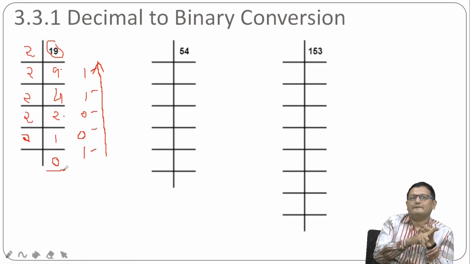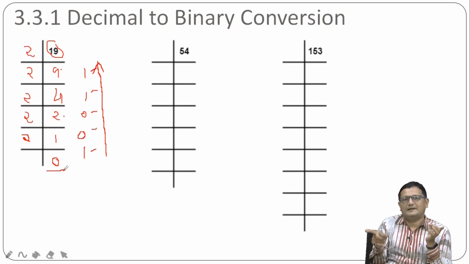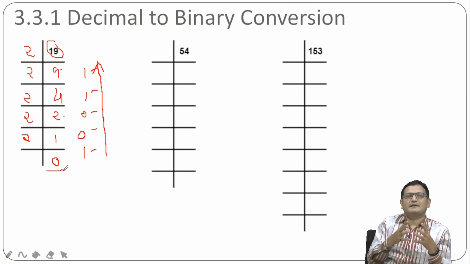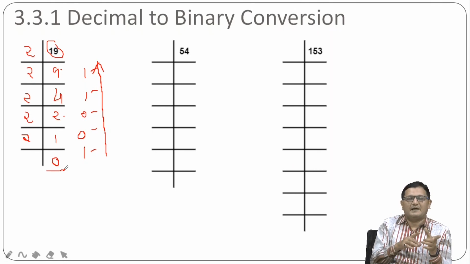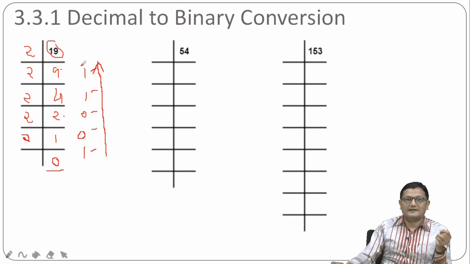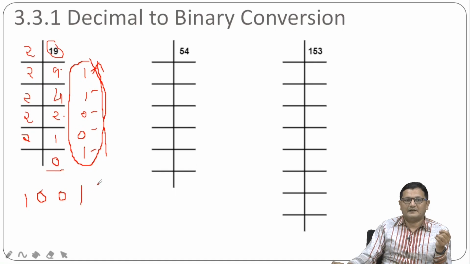Because you are converting a decimal number into binary, just think: what is the base of binary? It is 2. So, whenever a decimal number is given to you and you want to convert it into binary, you just need to divide that number by 2, collect all the remainders, and afterwards write all the remainders in reverse order, like this: first 1, then 0, again 0, then 1 and 1. This is the binary of 19.